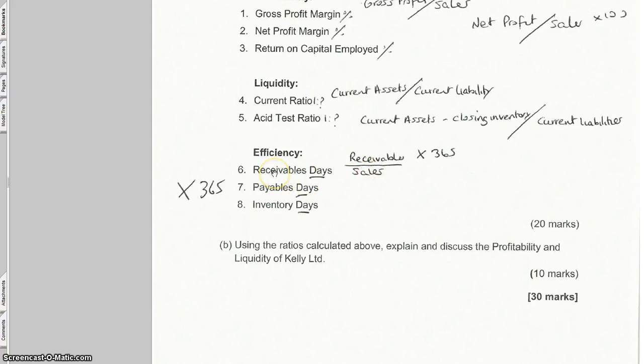So receivables is your customers, is to do with sales. And if you think of the alphabet, A, B, C, D, E, F, G, H, I, J, K, L, M, N, O, P, Q, R, S, R and S come after each other, or S comes after R in the alphabet. So receivables over sales by 365, that's the formula.